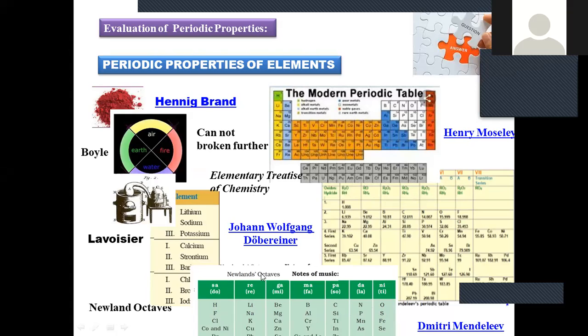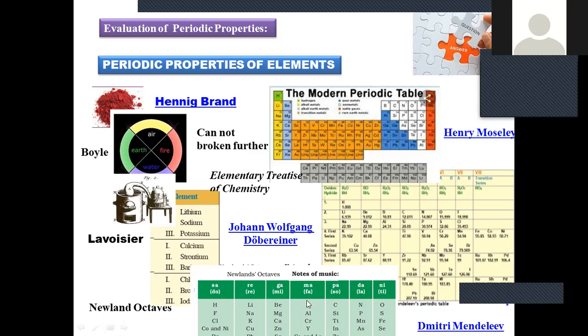This is a system which is purely based on the notes of music. Just as music has sa, re, ga, ma, pa, da, ni, and then again sa will come. That means there is a repetition of the note after a certain period. In a similar manner, when we are moving through the elements, repetition of properties is possible after a certain period of time, just like how musical notations repeat at certain intervals. In the same way, the elements repeat their properties after a certain interval. These are said to be Newlands' octaves.